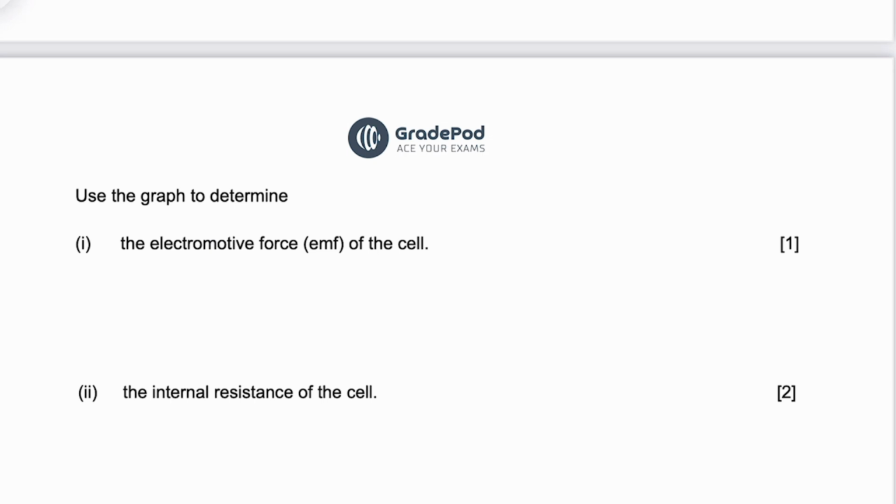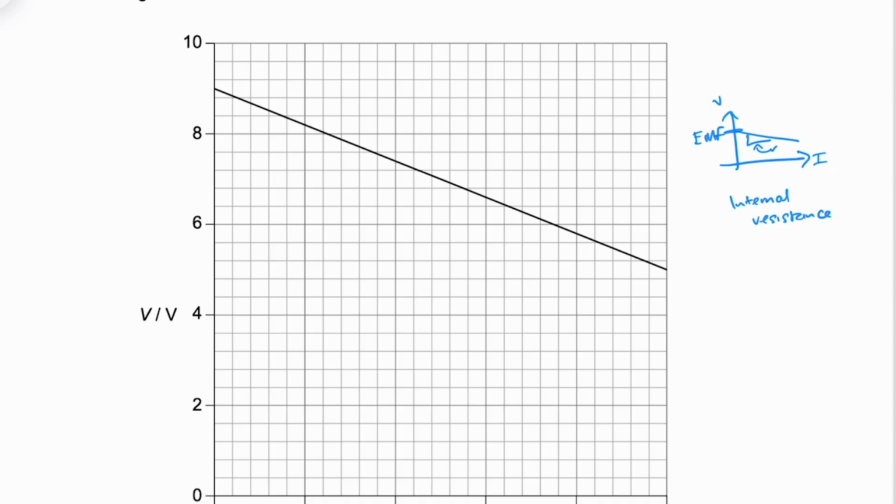Use the graph to determine the electromotive force of the cell and the internal resistance of the cell. Okay, so let's find out what the EMF is. It is the y-intercept. We're going to go up and have a look at it here. I would say we are looking at pretty much halfway between those 2 points actually. So I'm going to say that's 9.0 volts.